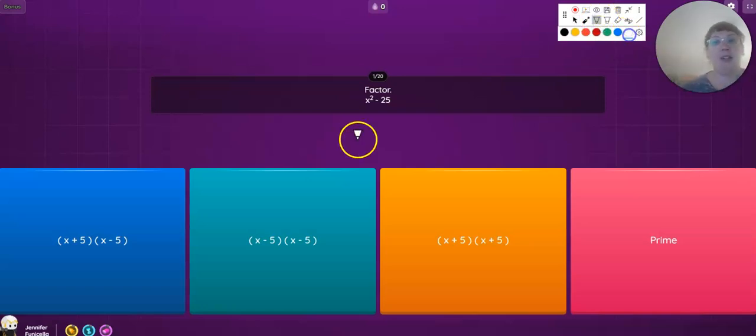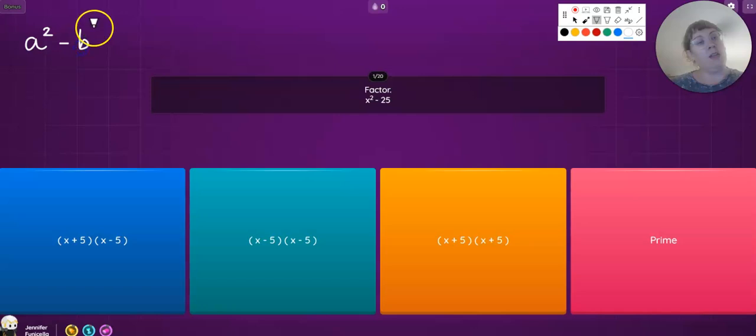All right, my friends. So our Quizizz activity for 7.2 is on the board now, screen in the video. I'm going to put our templates that we're using. So here's the difference of perfect squares, which is a minus b times a plus b.